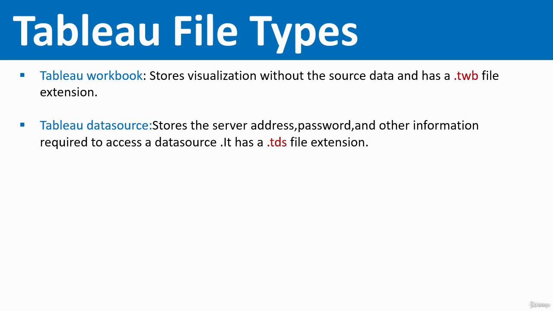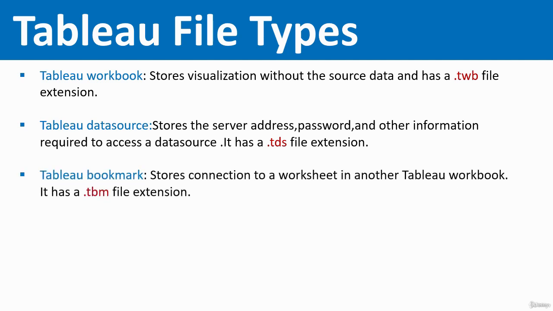An example of the data source it can connect to would be a Microsoft SQL Server database, an Oracle database, a MySQL database, or any other related data source that requires the server address, password, and other required information to access that data source. The next file type is called the Tableau bookmark.